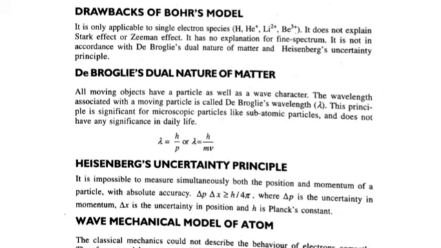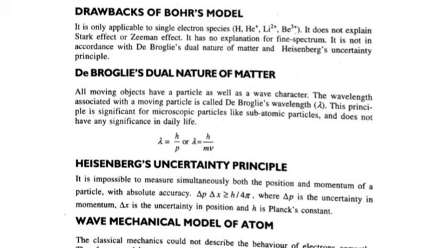What was the de Broglie dual nature of matter? All moving objects have a particle as well as a wave nature or wave character. The wavelength associated with the moving particle is called de Broglie wavelength. This principle is significant for microscopic particles like subatomic particles, electron, proton and neutron, and does not have any significance in daily life. Lambda is equal to h by p, or lambda is equal to h by mv.